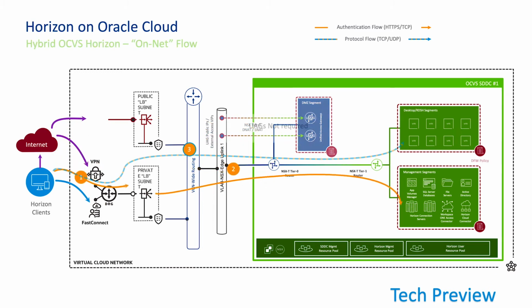Now, going with the on-net traffic flow, we're able to bypass the UAGs, and the end user, accessing the environment either through a FastConnect or a VPN tunnel, can get authenticated and then directly pushed to their virtual desktop. Makes it very easy to consume and set up.